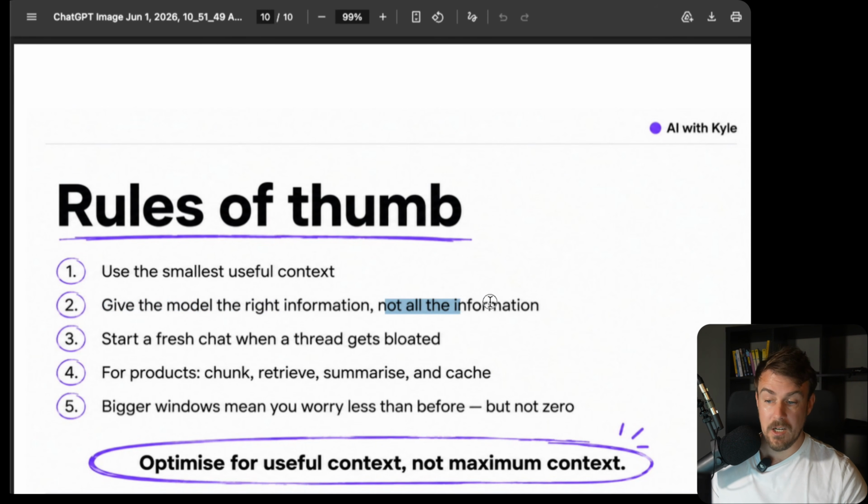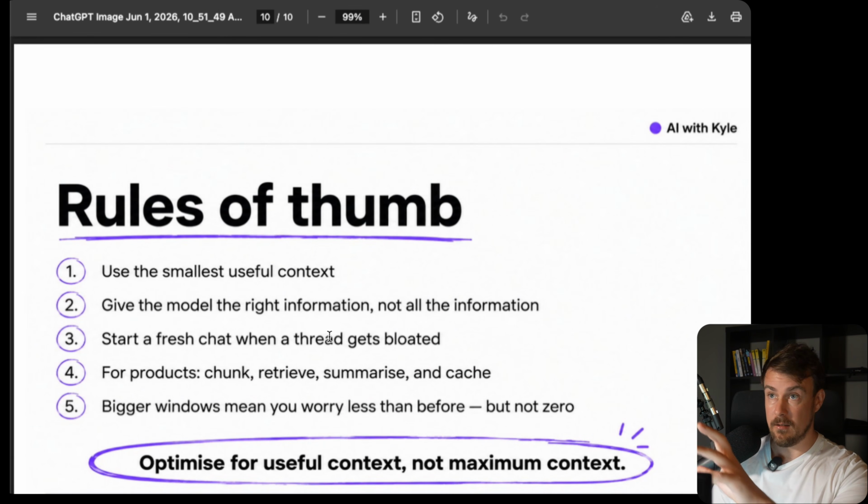Give the model the right information, not all information. Just because you can give a whole database to a large context window model does not mean that you should. This will only get worse and worse as our context windows get larger. Right now, a million is kind of the standard for the large context. As this rises to 5-10 million in the future, then it will be even more tempting just to dump the entire code base, or to dump everything we can into a context window. That will not necessarily give you better results.